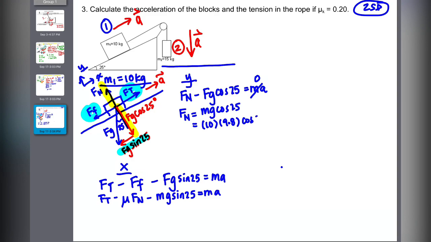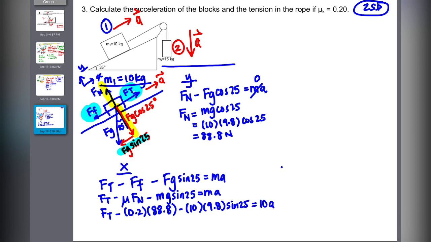You want to sub it in, work out the answer, you're welcome to. So mg cos 25, I sub in my mass being 10. Being organized is good, remember we talked about that. So this worked out to be 88.8, something like that. And now I can sub that into my Fn. So now I'm going to start throwing in numbers that I know. Fn minus mu 0.2 times Fn, which is 88.8, minus m, which is 10, times g sine of 25 equals ma.